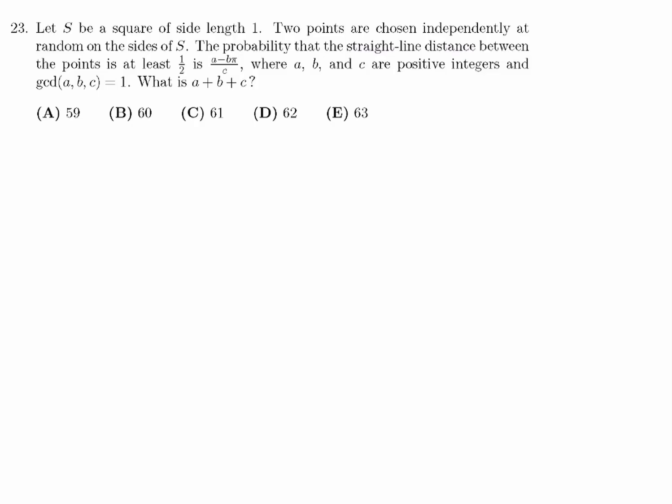Let S be a square of side length 1. 2 points are chosen independently at random on the sides of S. The probability that the straight line distance between the points is at least 1/2 is (A minus B pi) divided by C, where A, B, and C are positive integers, and the greatest common divisor of A, B, and C is 1. What is A plus B plus C?